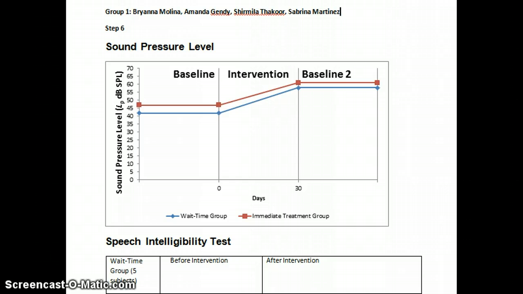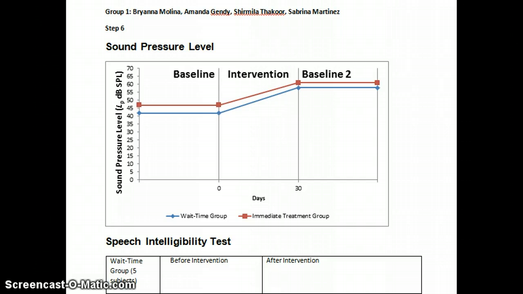So the wait time group is getting 30 days before treatment to prepare themselves, and really the point of having the wait period is to show that those who are waiting do not change due to maturation or anything else that's happening outside of therapy, any outside forces that we're trying to account for. And then the immediate treatment group is getting the LSVT right off the bat, no preparation, no wait time. And it's just to show that it is the treatment that can actually be held accountable for those changes.